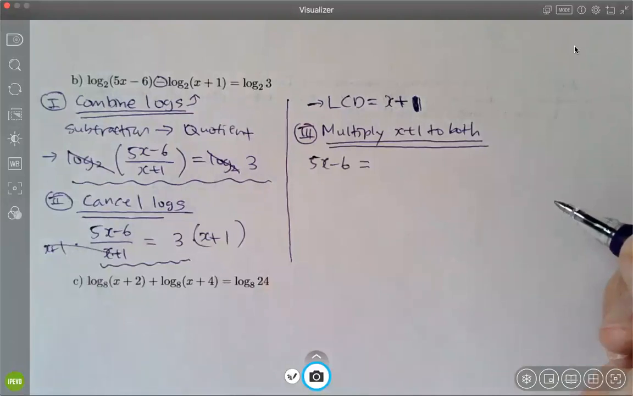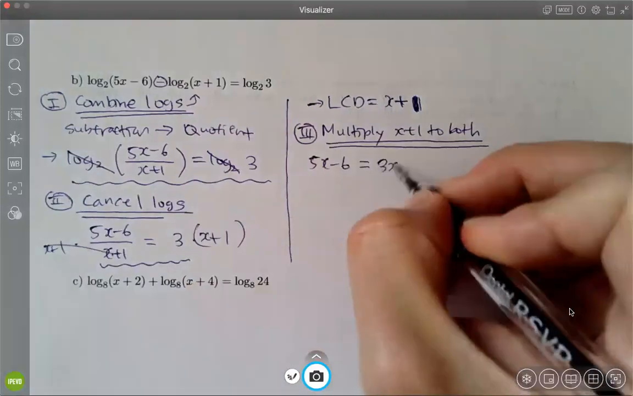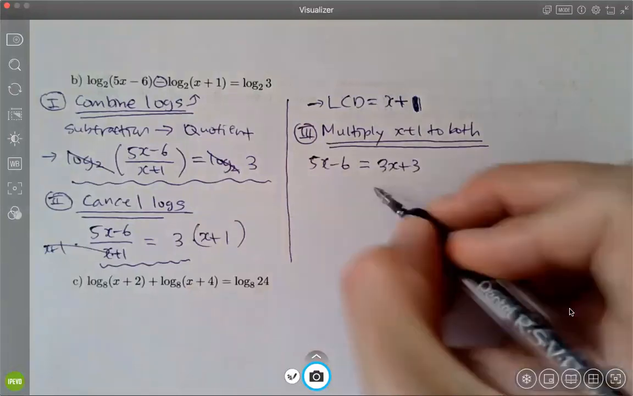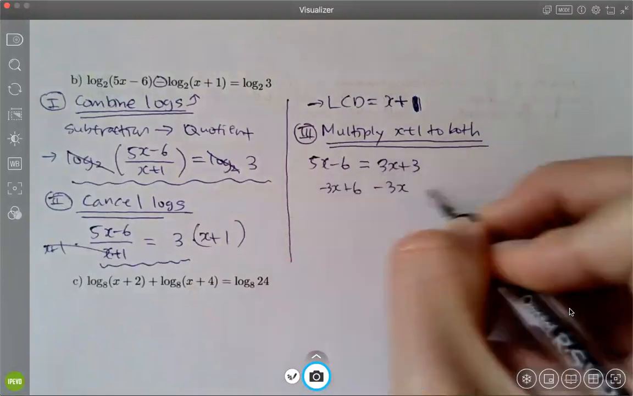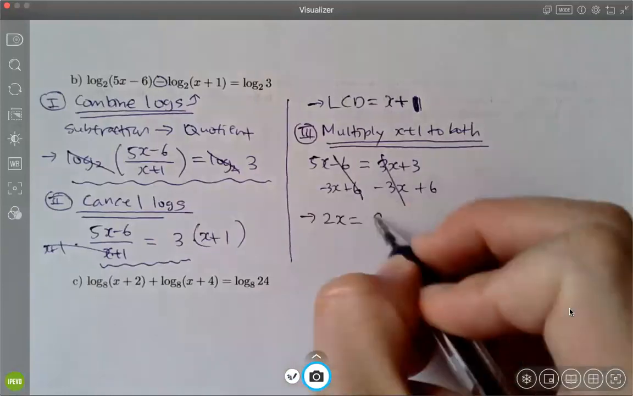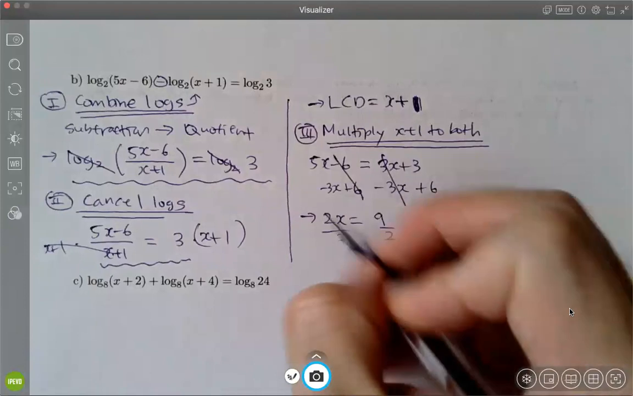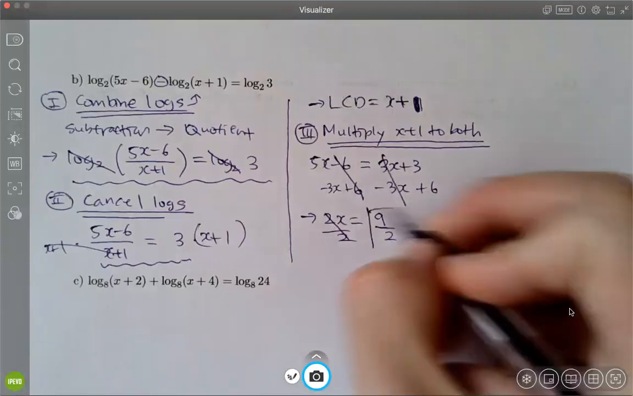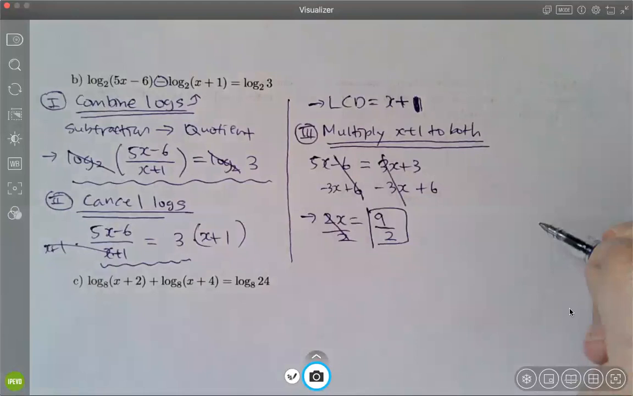So we have 3x plus 3. Subtract 3x and then add 6. So 2x equals 9, so x is equal to 9 over 2. Since we got a single number, that should be the answer.